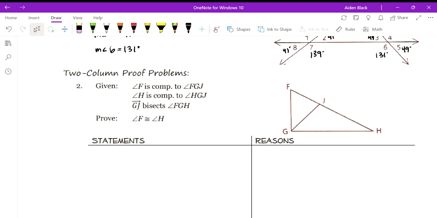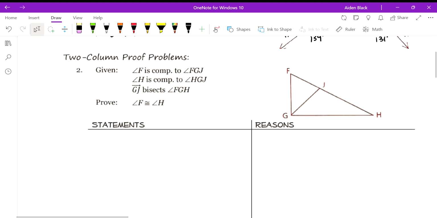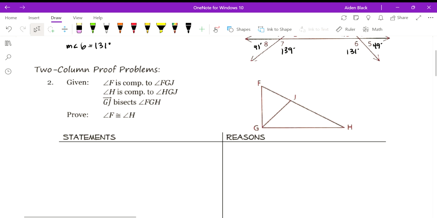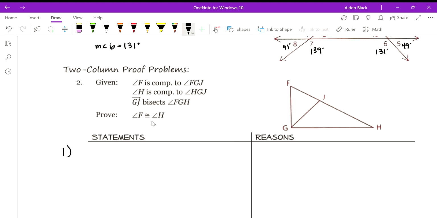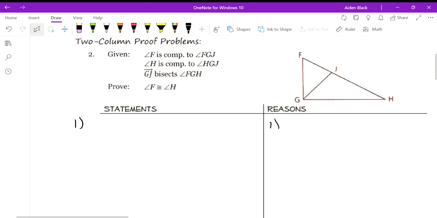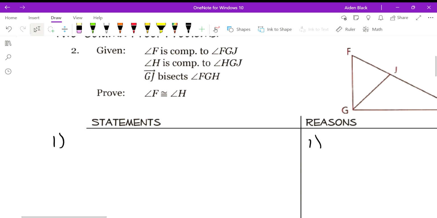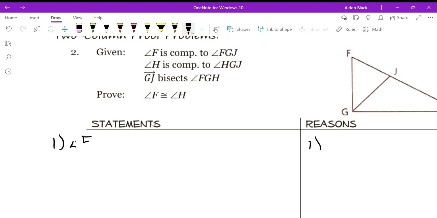Question 2 here, we have a few givens and we need to prove that angle F is congruent to angle H. So let's start out how we always begin a proof, with our givens. Angle F is complementary to angle FGJ. So I'm going to highlight these here. These are complementary, which means they add up to 90.